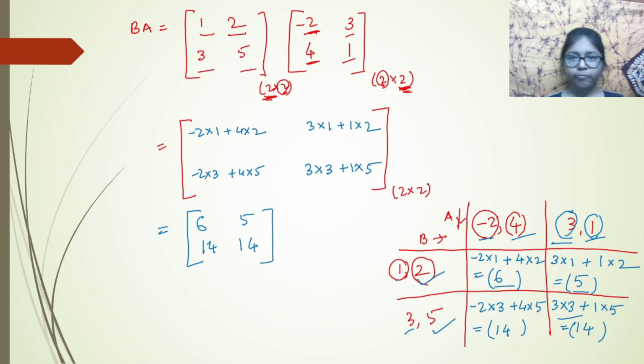So this is one type of problem, right? When both the matrices are of the order 2 by 2. So now let us solve a problem which will contain two matrices of different order, but the number of columns of first matrix is equal to the number of rows of the second matrix. So let us do it.